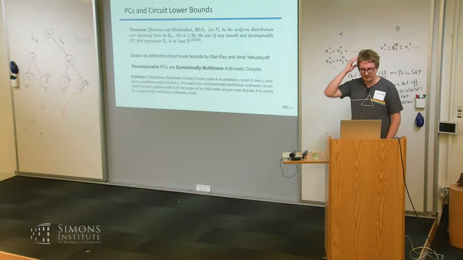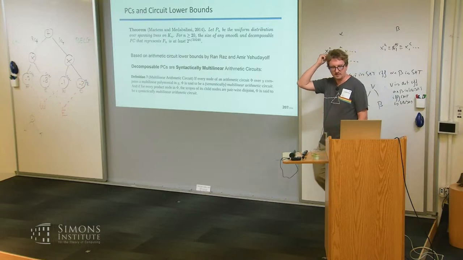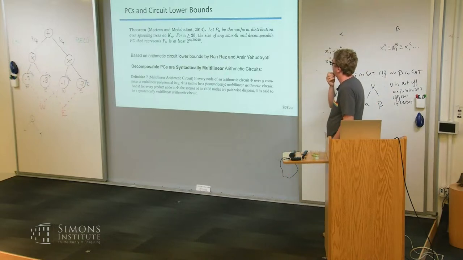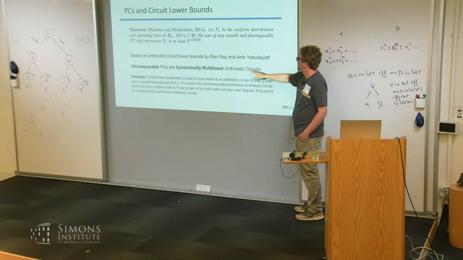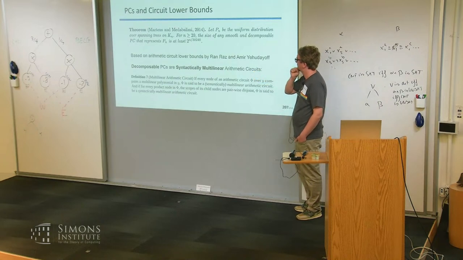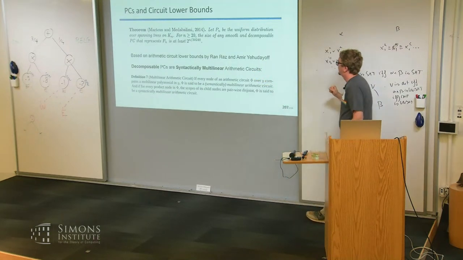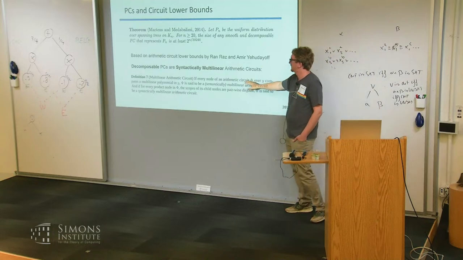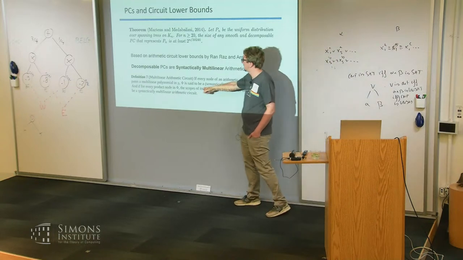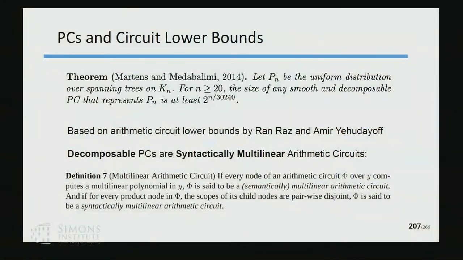Okay, so how do we prove this? Well, we don't really prove this. This was actually a result that kind of fell out of the arithmetic circuit lower bound literature, so work by Raz and Yehudayov. Essentially they prove there exists what's called a multilinear arithmetic circuit, I think it's also called monotone, that cannot represent certain functions, including the uniform distribution over spanning trees.